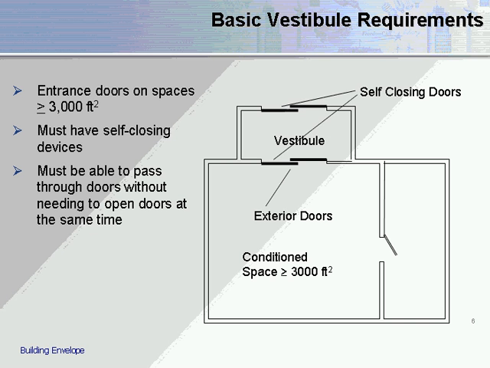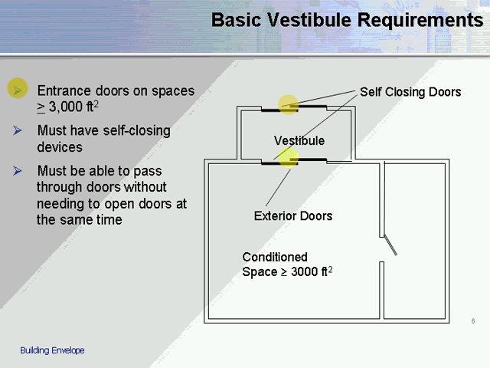The very basic vestibule requirements. The first bullet here, entrance doors and space greater than or equal to 3,000 square feet. This is key because this is really the trigger point on the requirement. If the space is less than 3,000 square feet, you don't need a vestibule on that primary entrance door into the building. The other thing you need to look at is the entrance doors leading into and out of the vestibule. This must have self-closing devices.